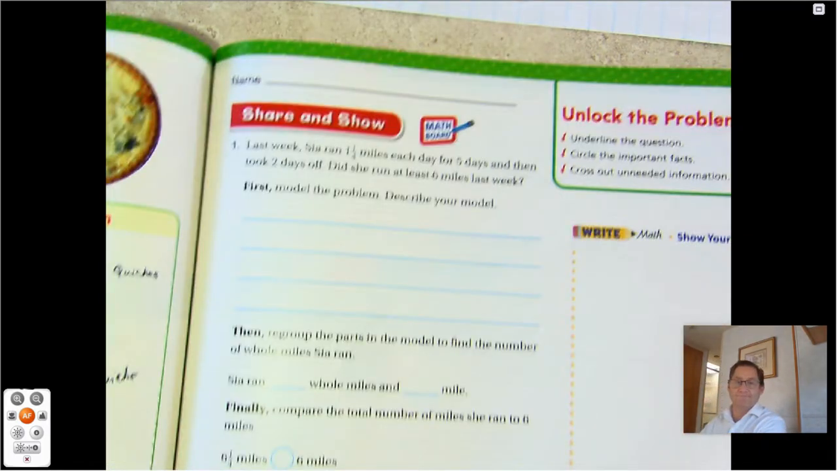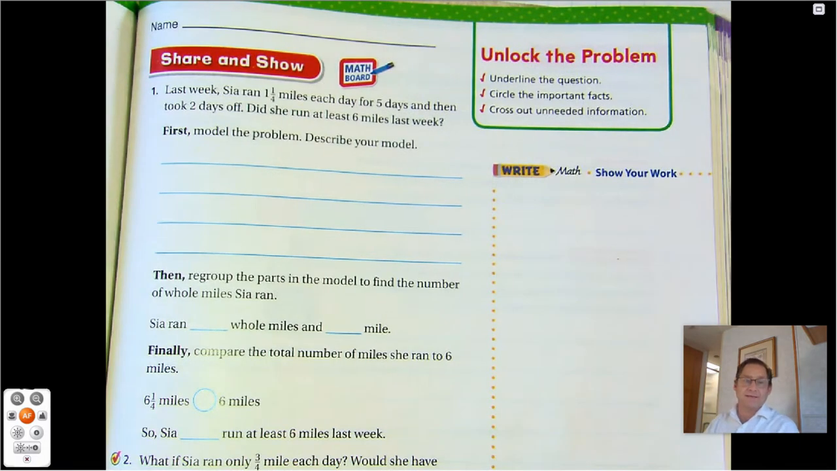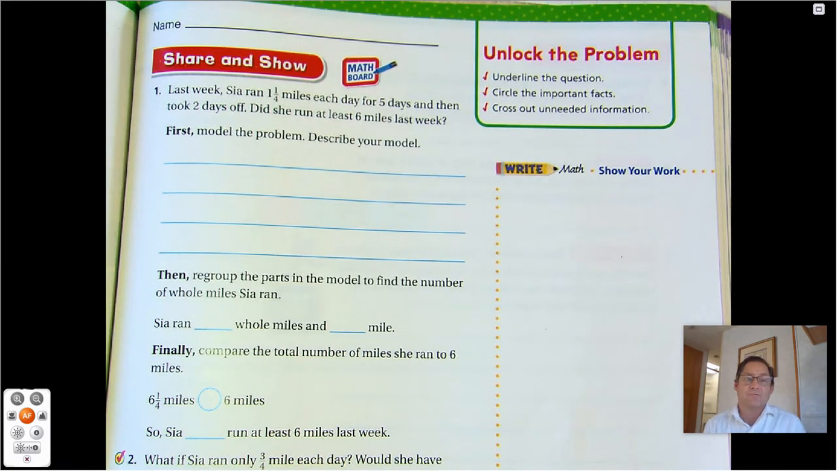319, number 1. Last week, Sia ran 1 1/4 miles each day for 5 days, and then took 2 days off. Did she run at least 6 miles last week? Model the problem. Describe your model. Then we're going to regroup the parts in the model to find the number of whole miles Sia ran.